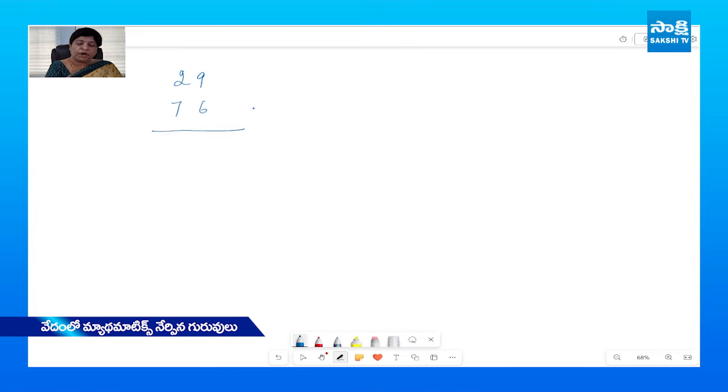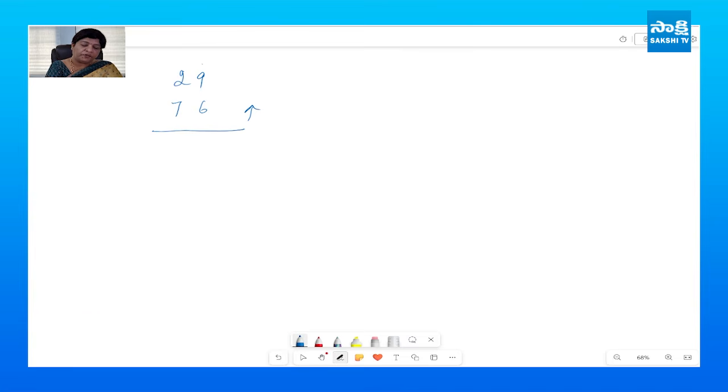Again, I start from bottom up. So 6 plus 9 is 15. So I represent 15 as dot plus 5. I place a dot right on top of 5 and retain 5. Since I have a dot, I have a carry of 1. So a carry of 1 to the next level.